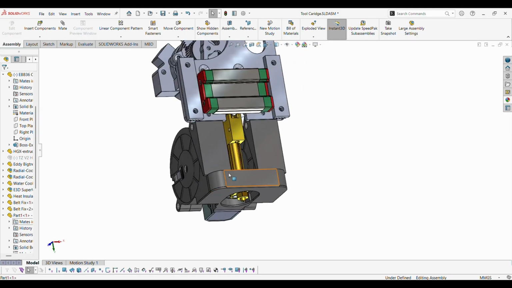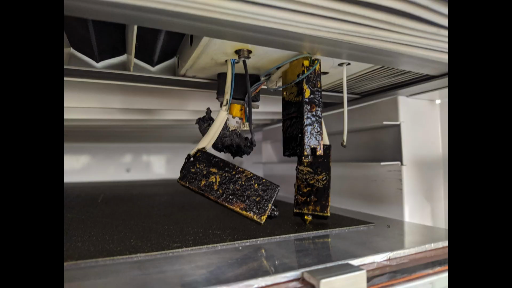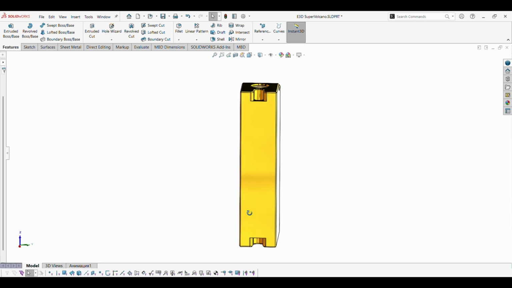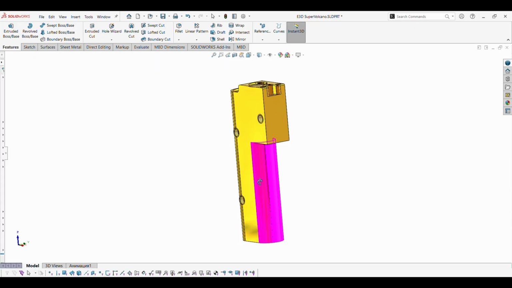Some people say nozzle design is very important. I wasn't one of them, until I lost them all. I have a bunch of old Super Volcano hot ends. It would be a mistake not to waste time trying to improve them. I don't like to make mistakes, so that's exactly what I did.